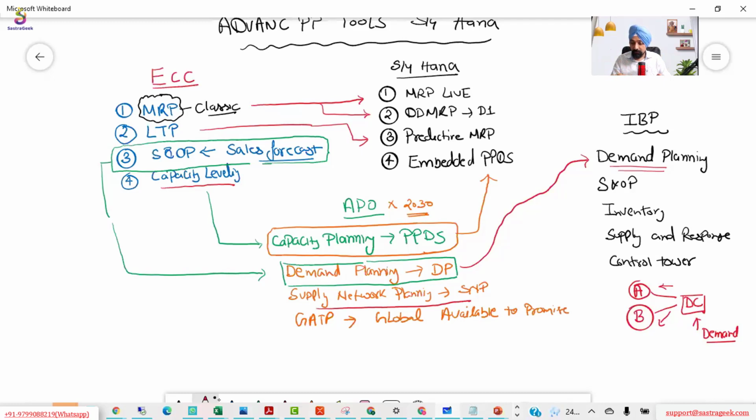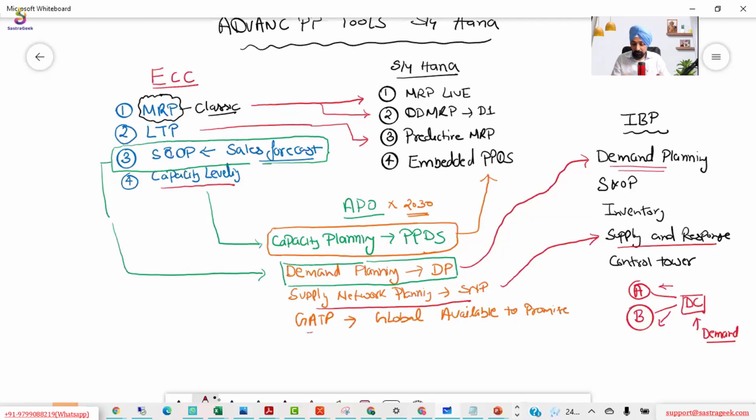Now this supply network planning would be replaced by this supply response. Okay. It would be replaced by the supply response in IBP. Earlier we were doing it through APO, and now it will be going as supply response.